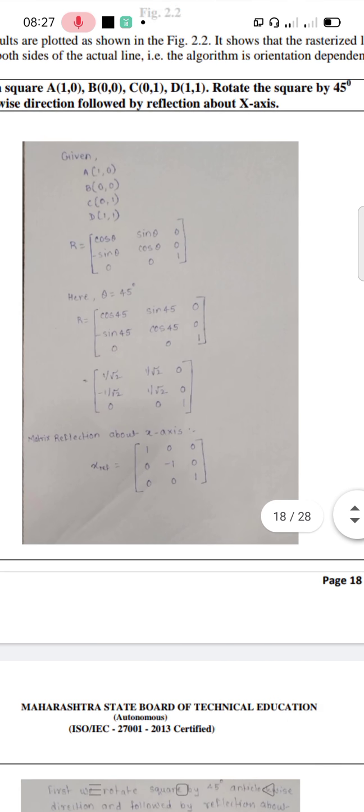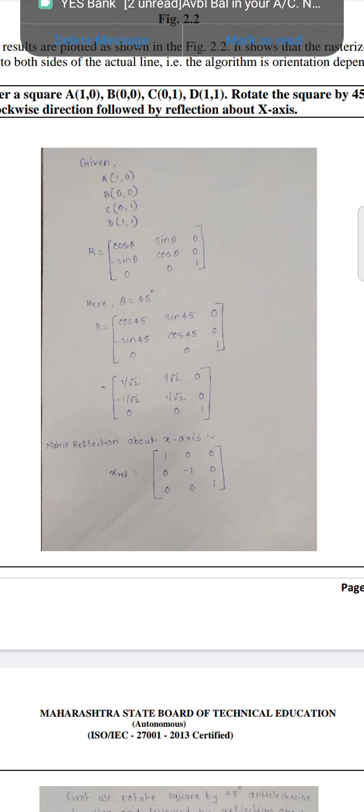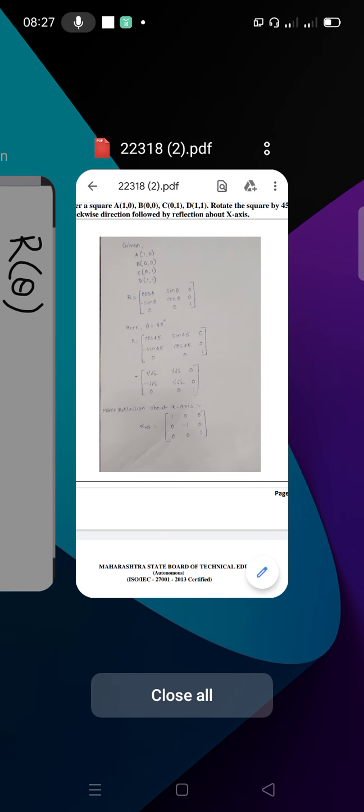In the paper solution also they have given it: R equals cos theta, sin theta, 0; minus sin theta, cos theta, 0; and 0, 0, 1. There is one small mistake here: in the first row it should be a minus sin theta, and in the second row a plus sin theta. You can note down the rotation matrix again if you don't have it, in your notebook. The matrix is cos theta, minus sin theta, 0; then in the second row, positive sin theta, cos theta, 0; and 0, 0, 1. So this is our rotation matrix.